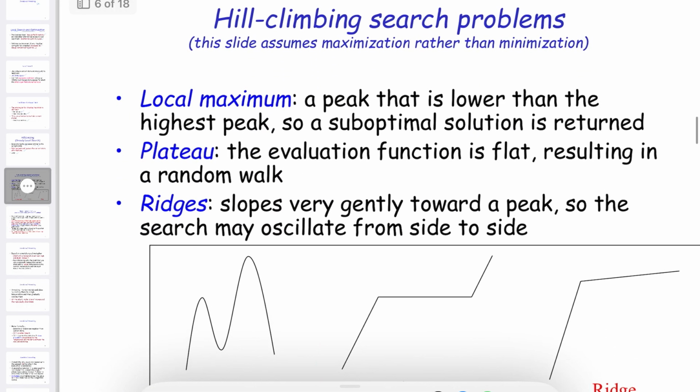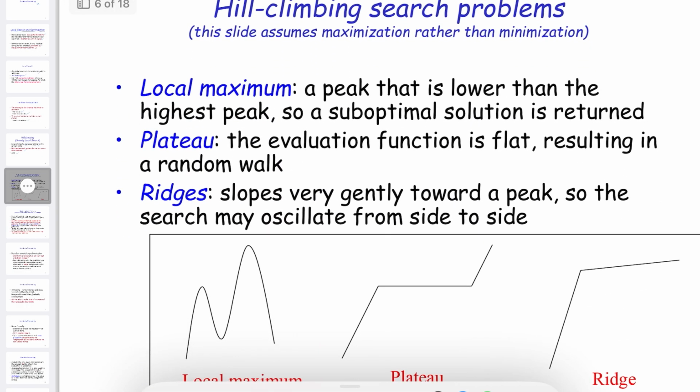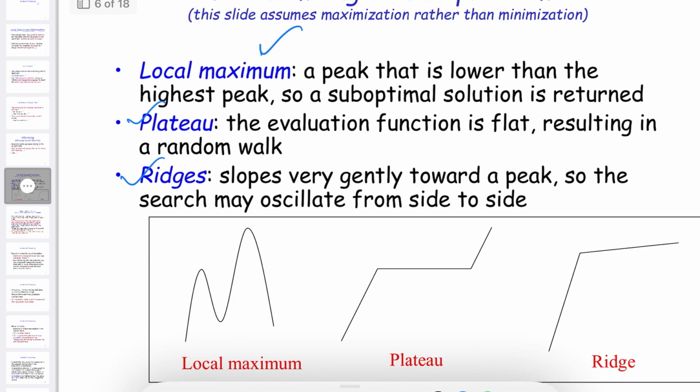So here in the hill climbing search problem, we can see that we have a local maximum, plateau, and the ridges. So there are three methods available here. You can see the local maximum here: you just climb the hill and reach the maximum, then again you come back, then again you reach the maximum. So every time you reach a local maximum, a peak that is lower than the highest peak, a suboptimal solution is returned.